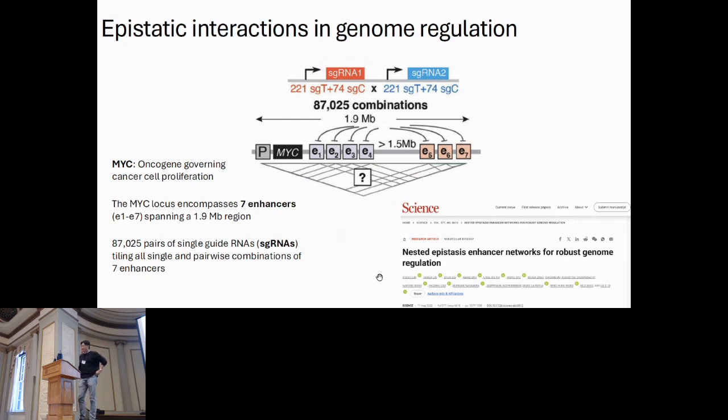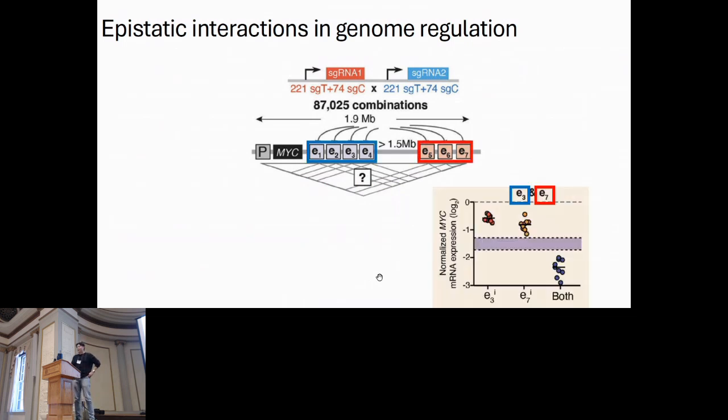The question that this Science paper had is, what are the interactions among those enhancers in terms of regulating the expression level? Therefore, they designed a guide RNA screen that can knock out one of these enhancers either individually or as a pair. What they found was that if they knock out enhancers from different regions, there is some interaction effect among them in terms of controlling the expression level.